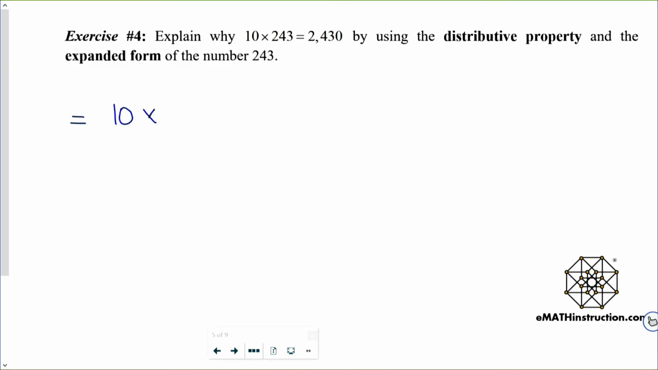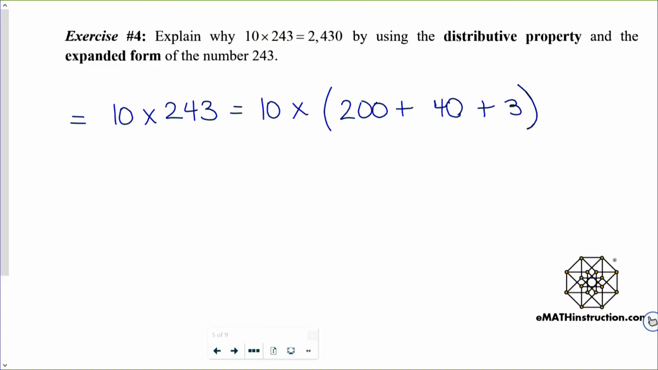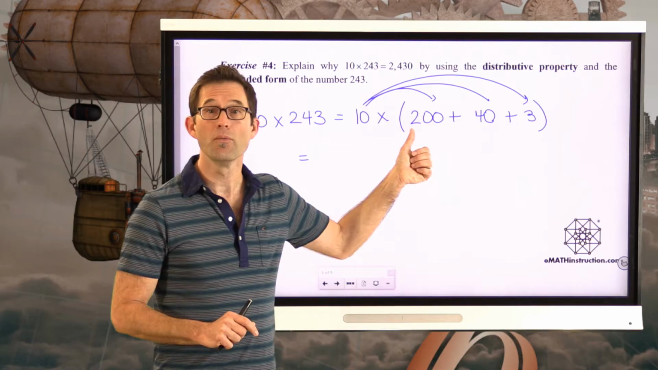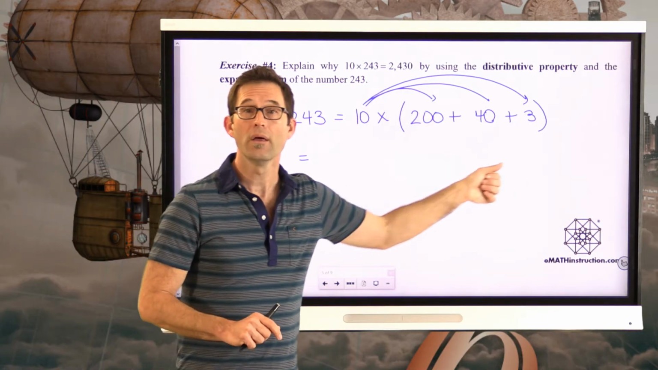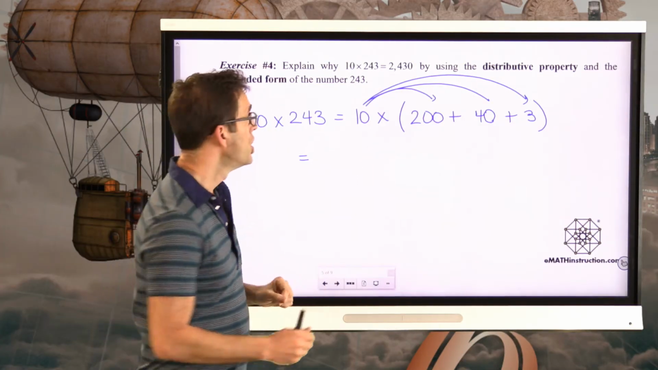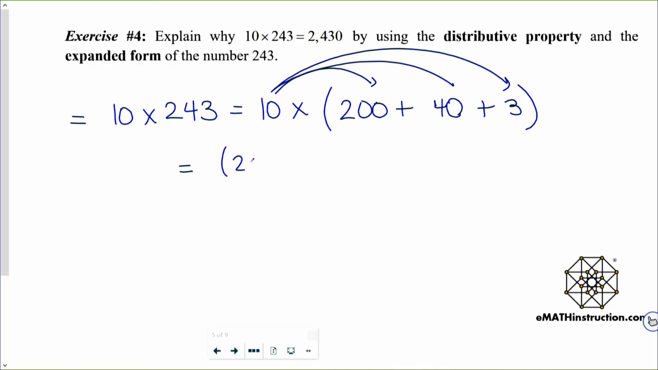We can do 10 times 243 by looking at 10 times 200 plus 40 plus 3, right? Now, when we distribute it through, since we're multiplying by 10, we literally want to move each one of these digits 1 to the left, because we are getting now a number that is 10 times as great as each one of them. So that 200 becomes a 2,000.